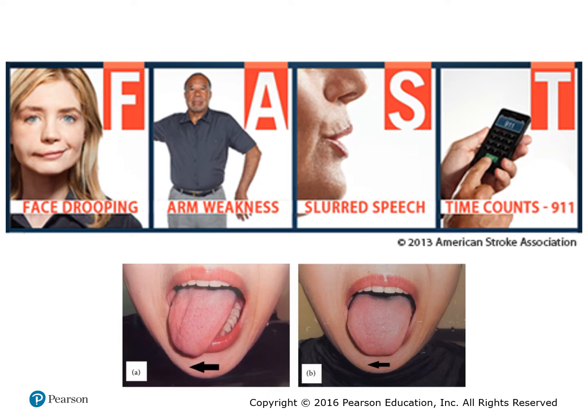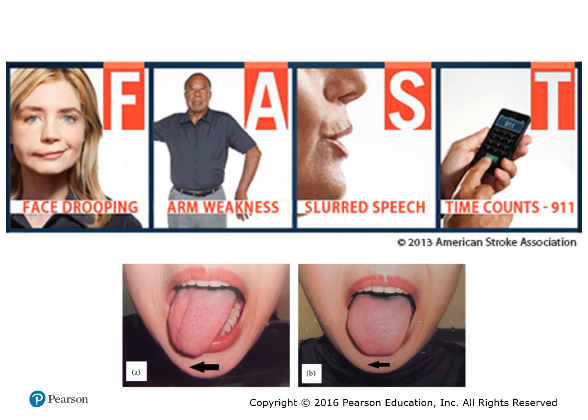So face, one side of the face will be drooping. Remember that a stroke is eyebrow sparing. So normally they will be able to raise their eyebrows. That's a sign that it's a stroke and not Bell's palsy. And we'll go through the specifics when we look at our cranial nerves.